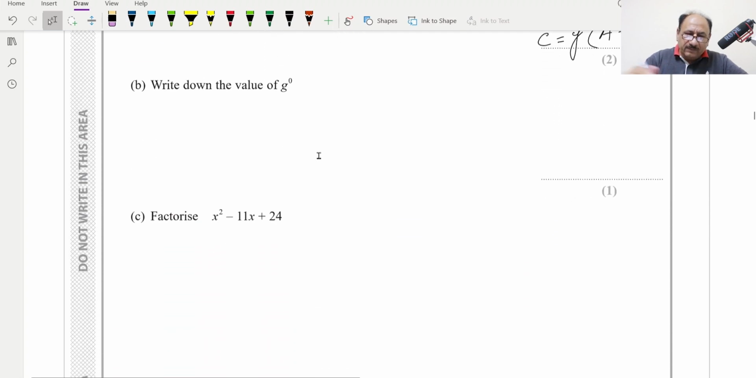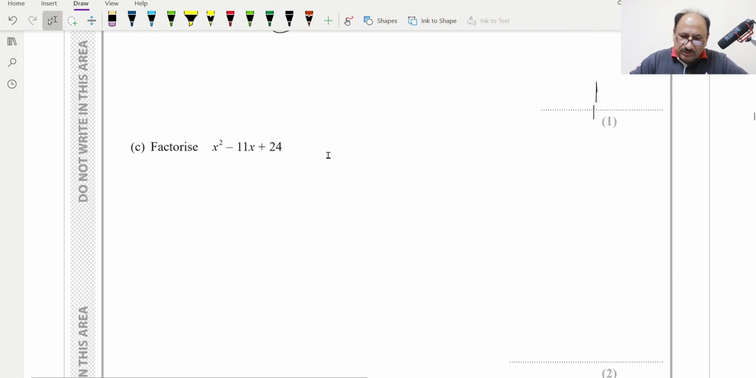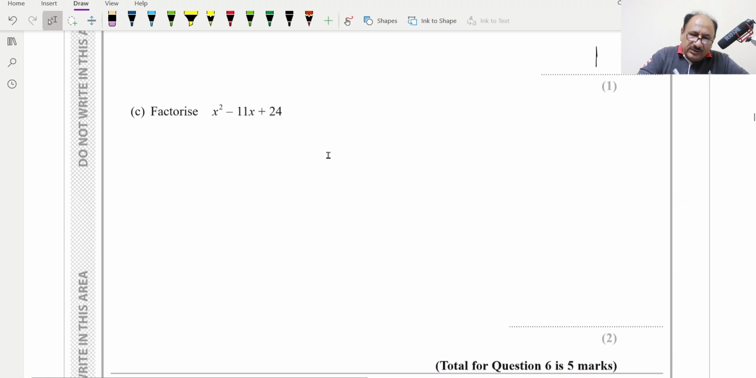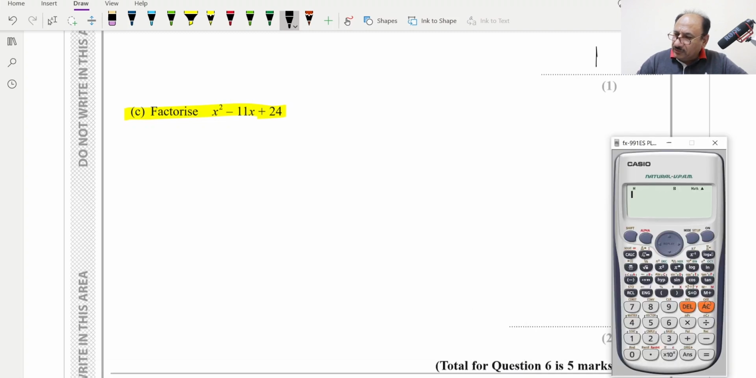Hopefully you understood this. Then B part, write down this. So anything raised to the power 0 will be equal to 1, so no detail required. Then factorize, we have to factorize this algebraic expression. For that one we can use the calculator.